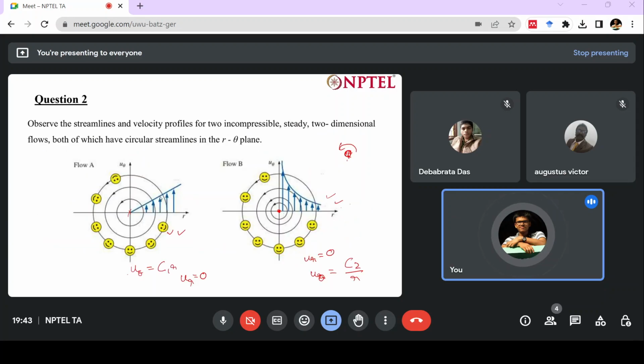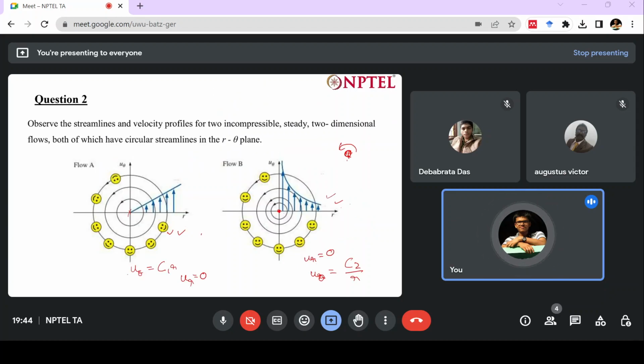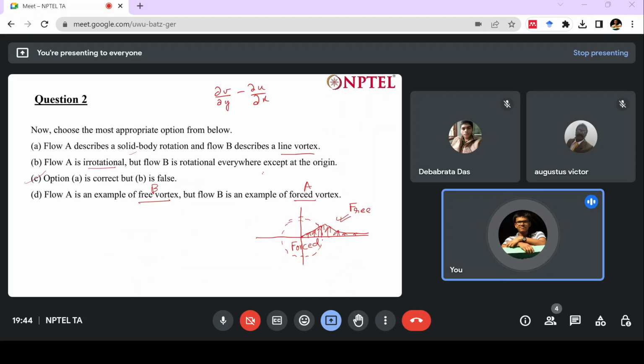Okay, here they have calculated the rotation. The rotation part you can calculate. Earlier we did this: del V by del X minus del U by del Y. The same thing you can do here as well to find out whether this is rotational or not. You already know the velocity field, right? This is c1 into r, and u_r is 0, and here u theta is c2 by r. So here first you have to convert it into r, theta components.